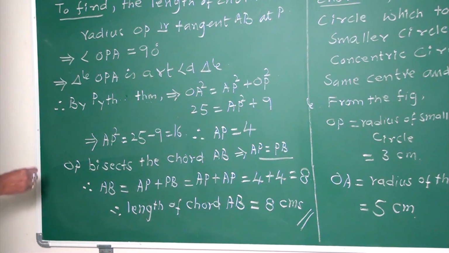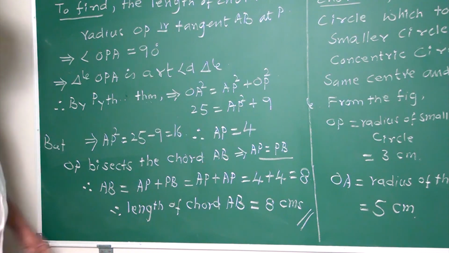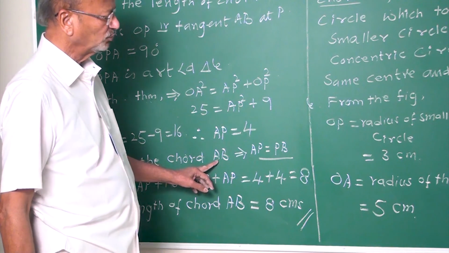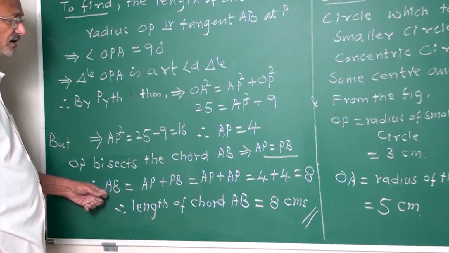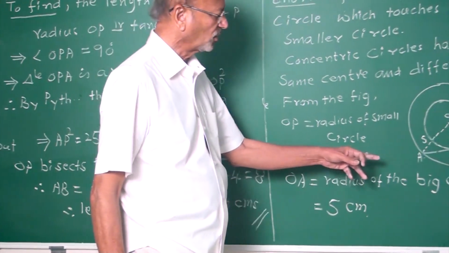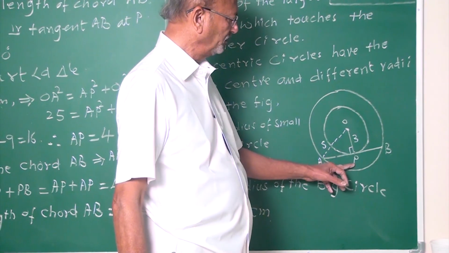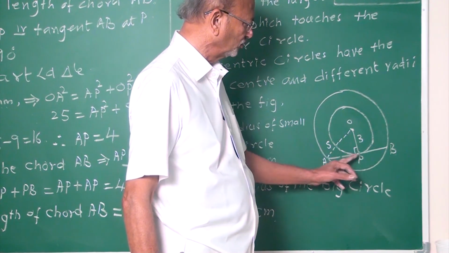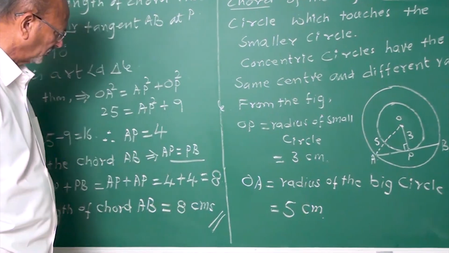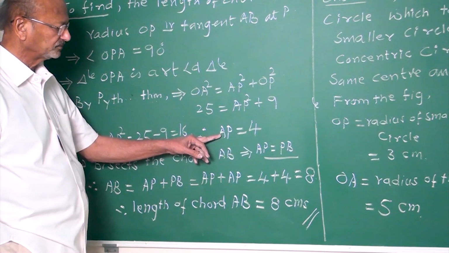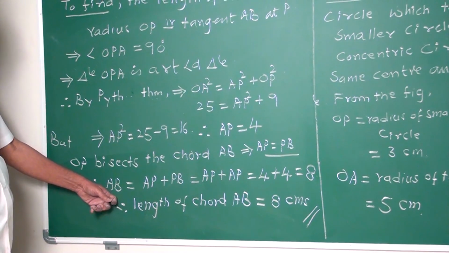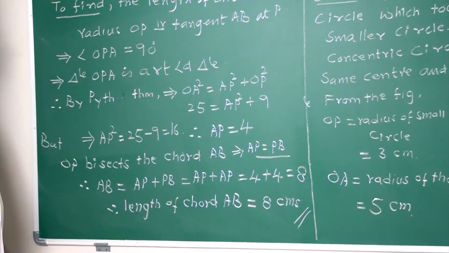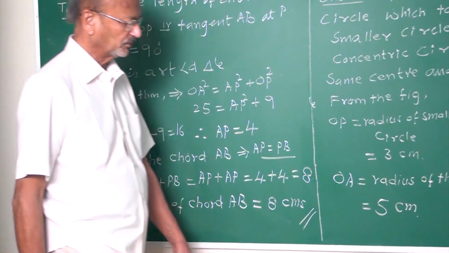But OP bisects the chord AB. Bisection means two equal parts. AP equal to PB. Now, the length of the chord AB equal to AP plus PB. But PB is equal to AP, so it is 2 times AP, or AP plus AP. What is AP? 4. 4 plus 4 equal to 8. Therefore, length of the chord AB is 8 centimeters. My friends, good example.